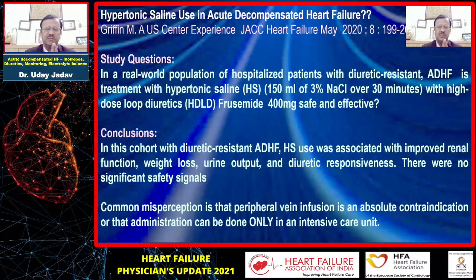Hypertonic saline in patients who are refractory, or what we say diuretic resistance in acute heart failure, has an element of a role to play, though this is still preliminary data. And it's not an absolute contraindication that you should not give it through a peripheral vein. You can, and it's not necessary that it needs to be given only in intensive care units.